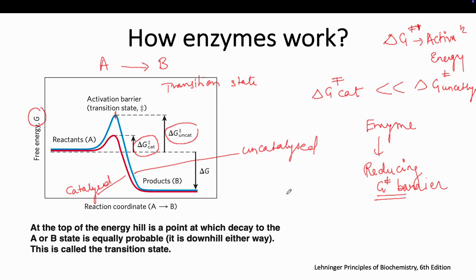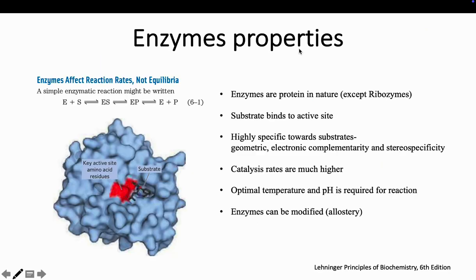Thus enzymes are very efficient catalysts. They catalyze reactions faster, and they are also very specific. Next, what are the enzyme properties? Enzymes are protein in nature except ribozymes. A ribozyme is nothing but RNA.